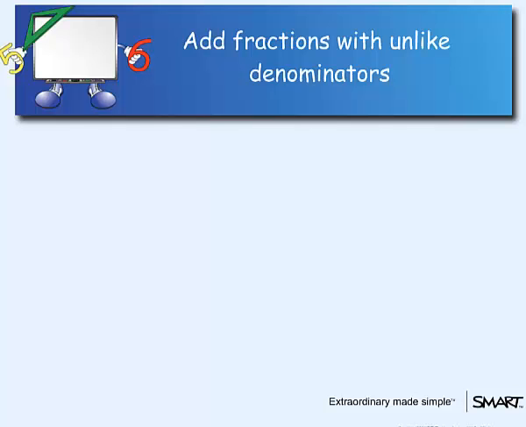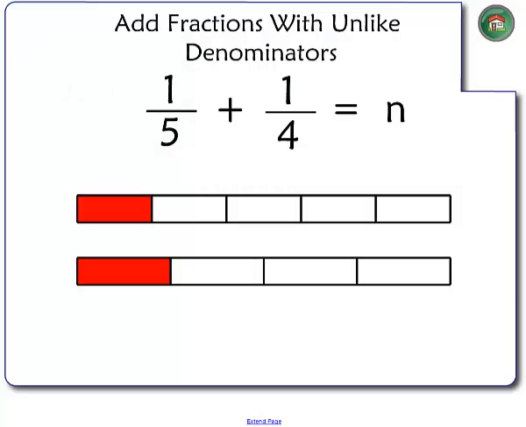This lesson is on adding fractions with unlike denominators. Here we have a problem of 1/5 plus 1/4. If you look at the rectangles, I have 1/5 shaded red and 1/4 shaded red. Since they're not the same size, I can't add them together. I know they're not the same size from the picture, but I also know they're not the same size from the denominator.